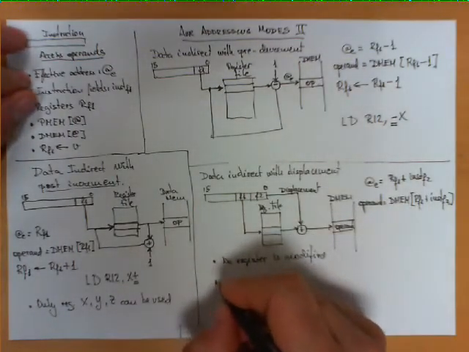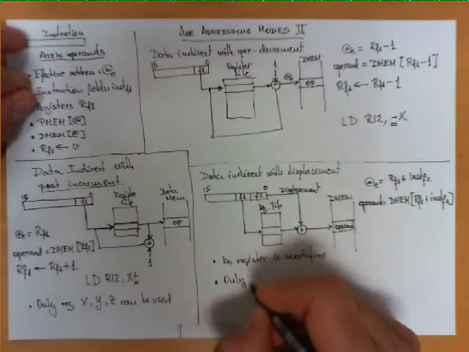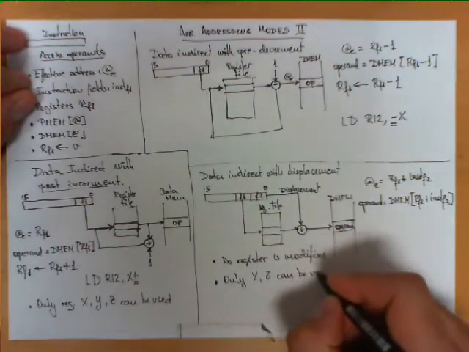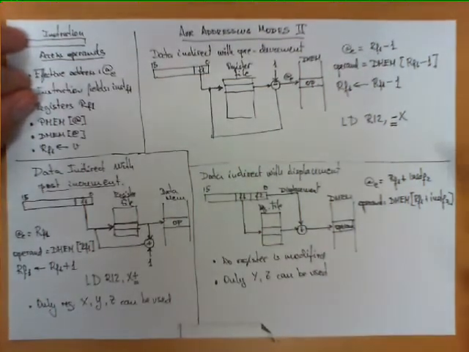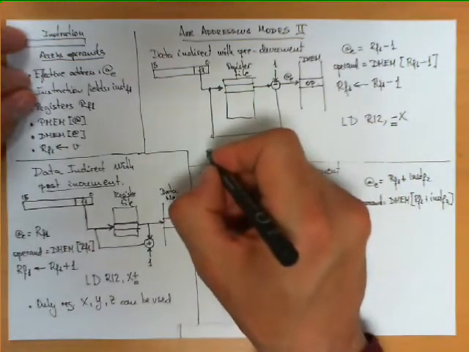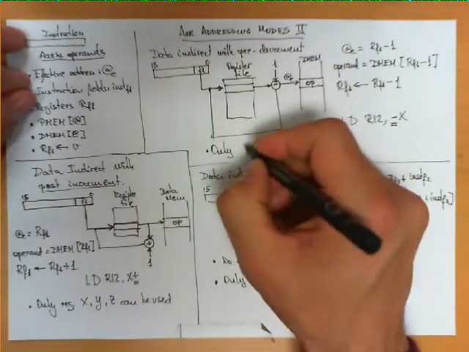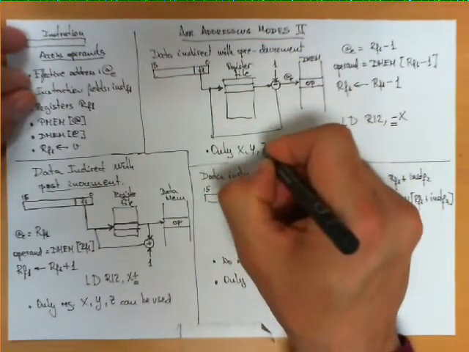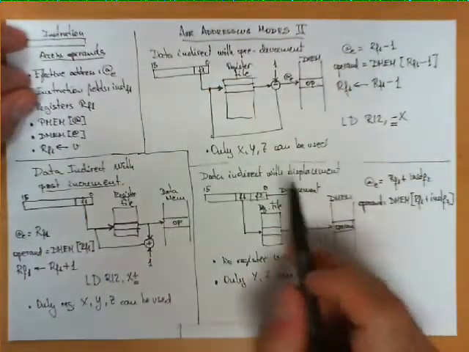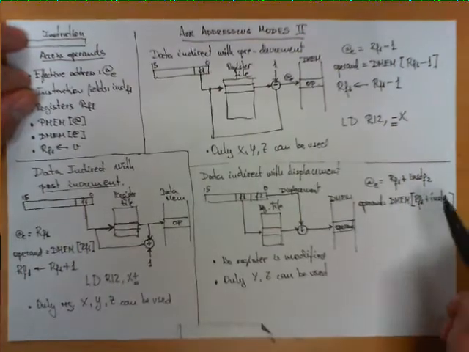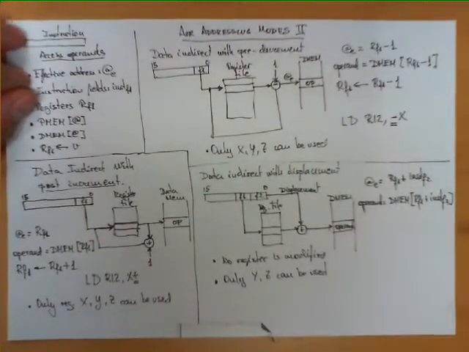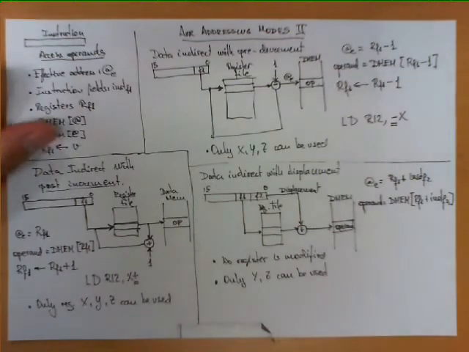The other interesting restriction is that only registers Y and Z can be used. This is important because it's a little bit of an anomaly. In this operation and this one, which I forgot to write, only X, Y, and Z can be used. So in these two addressing modes, any of these three registers can be used. However, in the data indirect with displacement, only Y and Z. This is a restriction derived from the architecture.